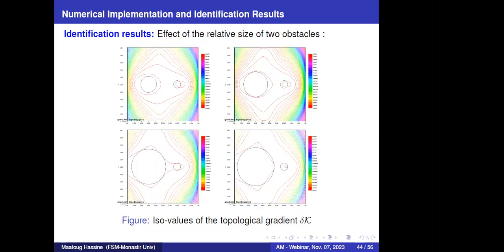In the fourth test, we have discussed the influence of the relative size. As one can observe here, the detection algorithm can detect the biggest obstacle, and the relative size has an influence on the accuracy of the numerical algorithm.